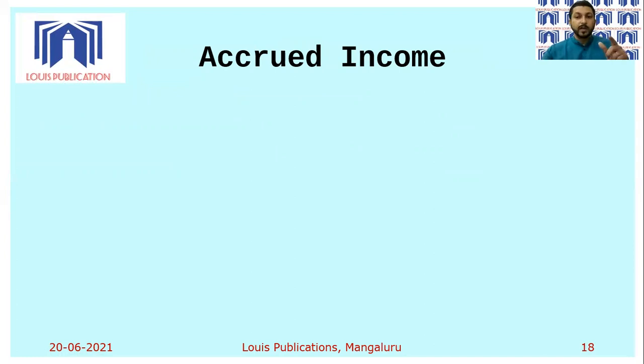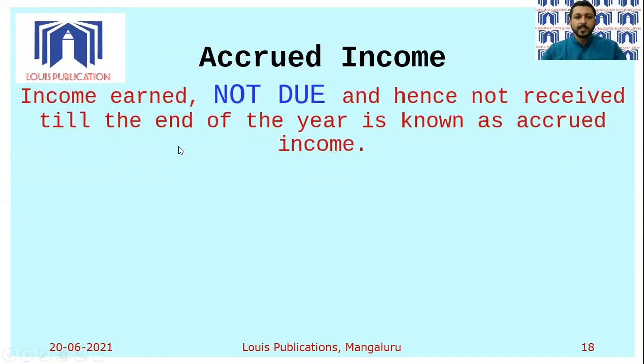Now, what is accrued income? If I go back to the meaning of outstanding income, it was income earned, due, and not received till the end of the year. Now, what is accrued income? This is income earned, not due. It is not yet due, and hence we have not received it till the end of the year, and that's why it is called accrued income. Now, what is this concept, earned but not due?